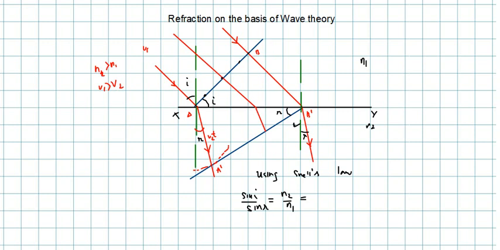Let me do it here. Sin I will be perpendicular by hypotenuse. Here the perpendicular will be BB prime, by AB prime. But what is BB prime? BB prime is V1t. So we can write this as V1t by AB prime.